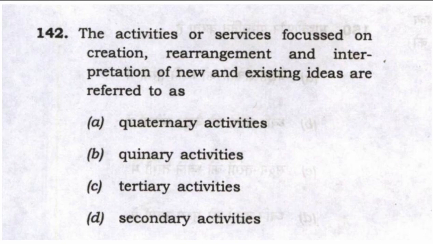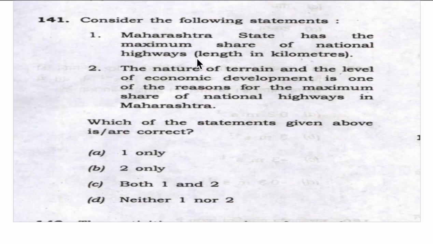Now coming to the ninth question, consider the following statements. Maharashtra state has the maximum share of national highways, and the second statement is the nature of terrain and the level of economic development is one of the reasons for the maximum share of national highways in Maharashtra. Which of the following statements is correct? Option A 1, B 2, C both 1 and 2, D neither 1 nor 2. So here the first statement is correct. Till now, Maharashtra has the highest share in national highways. It has the maximum number of highways.